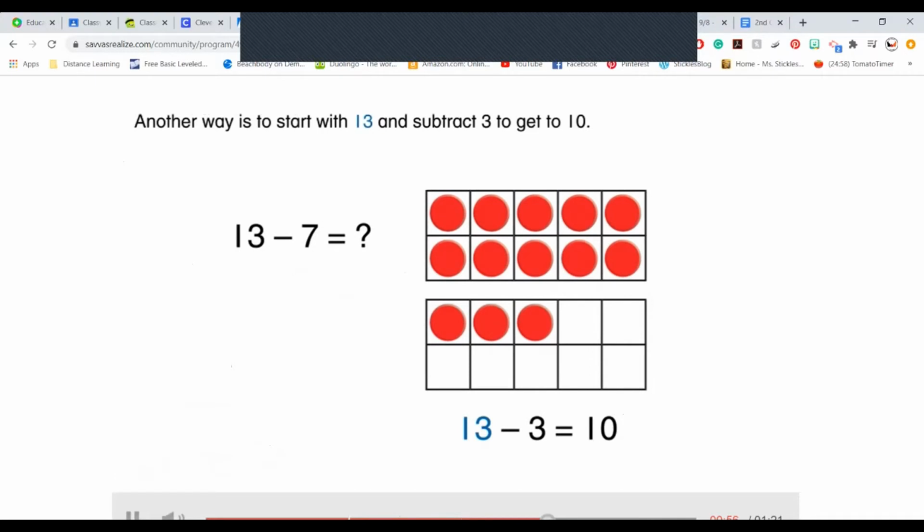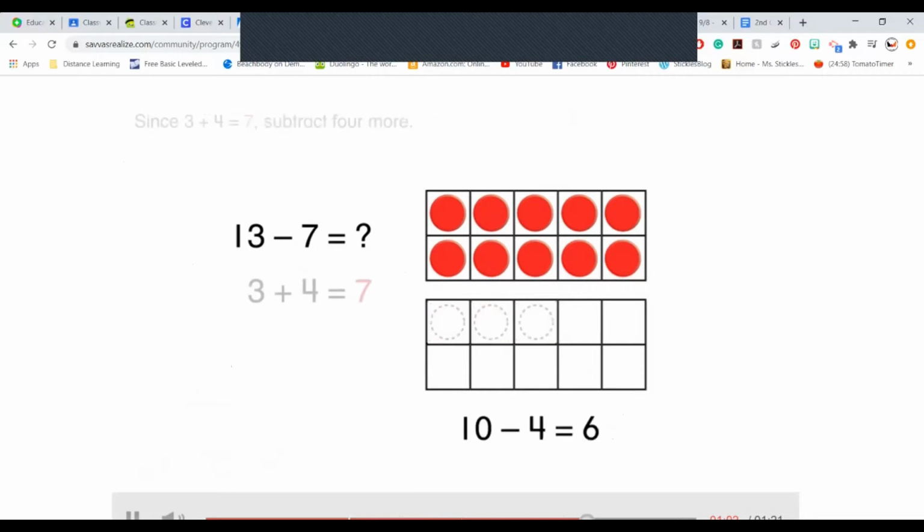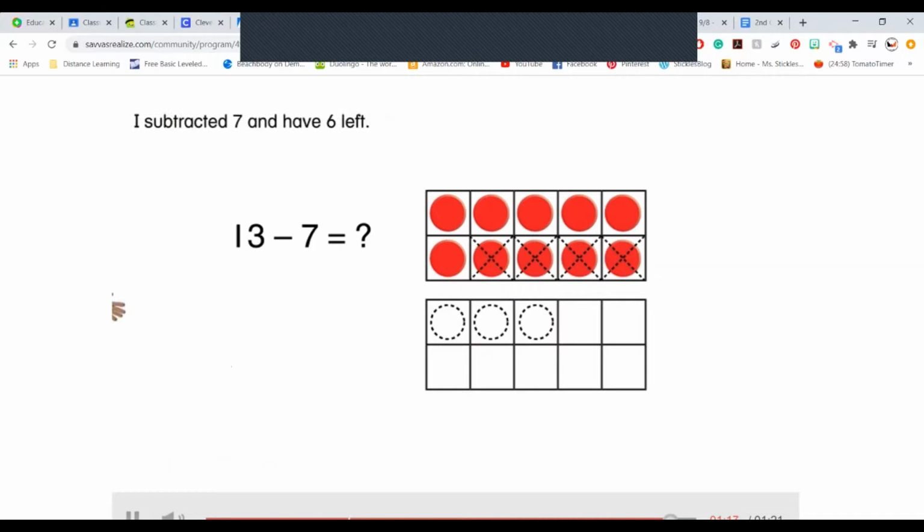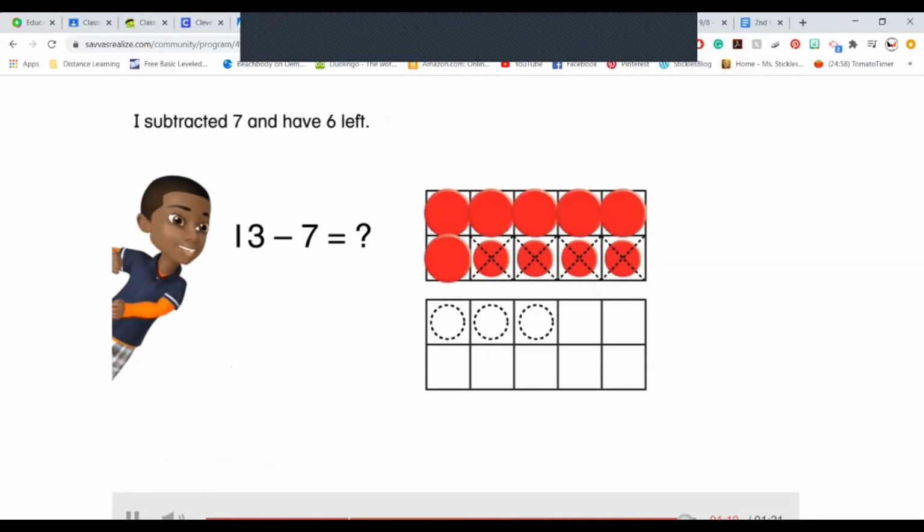Another way is to start with 13 and subtract 3 to get to 10. Since 3 plus 4 equals 7, subtract 4 more. So, 13 minus 7 equals 6. I subtracted 7 and have 6 left.